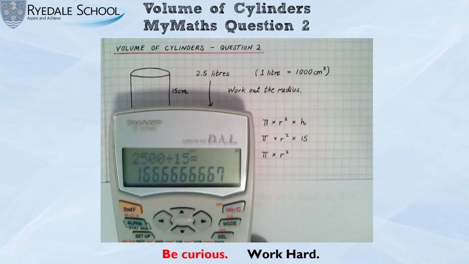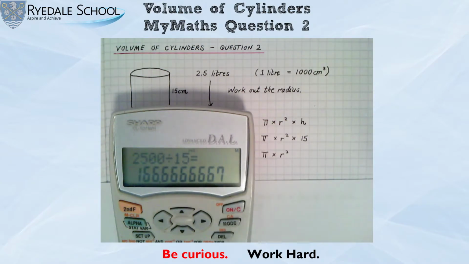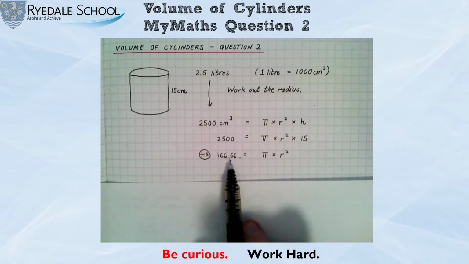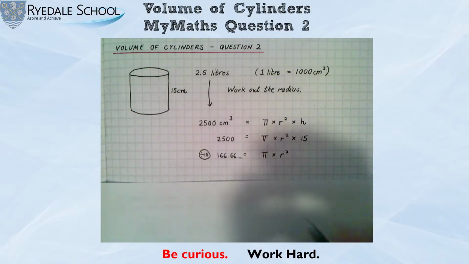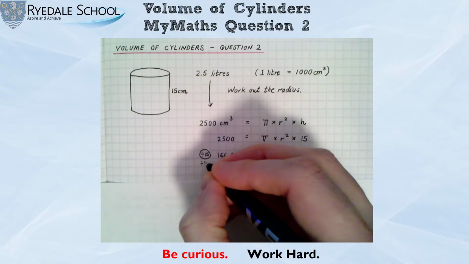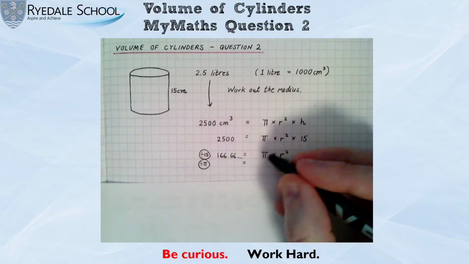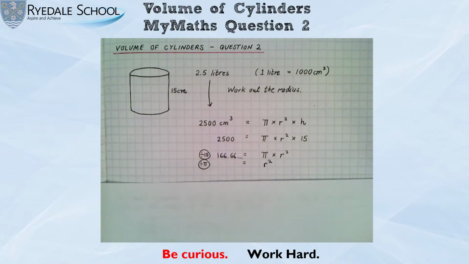What I'm not going to do is round that answer just yet, because that will bring in a little bit of inaccuracy. I'll just keep that number on my calculator for in a moment's time. So that 166.666 recurring is pi times r squared. What I'm now going to do is divide by pi. And if I divide by pi, I will just be left with what the radius squared is.